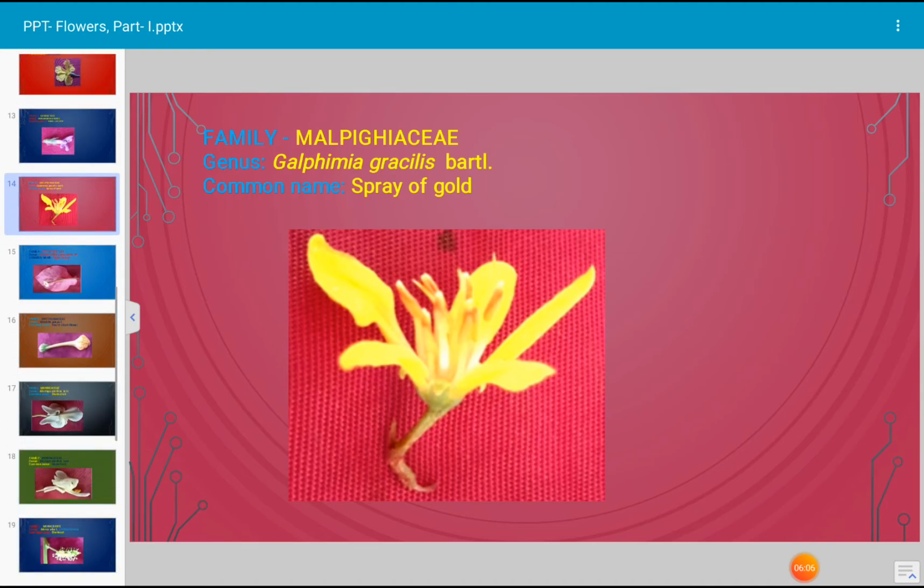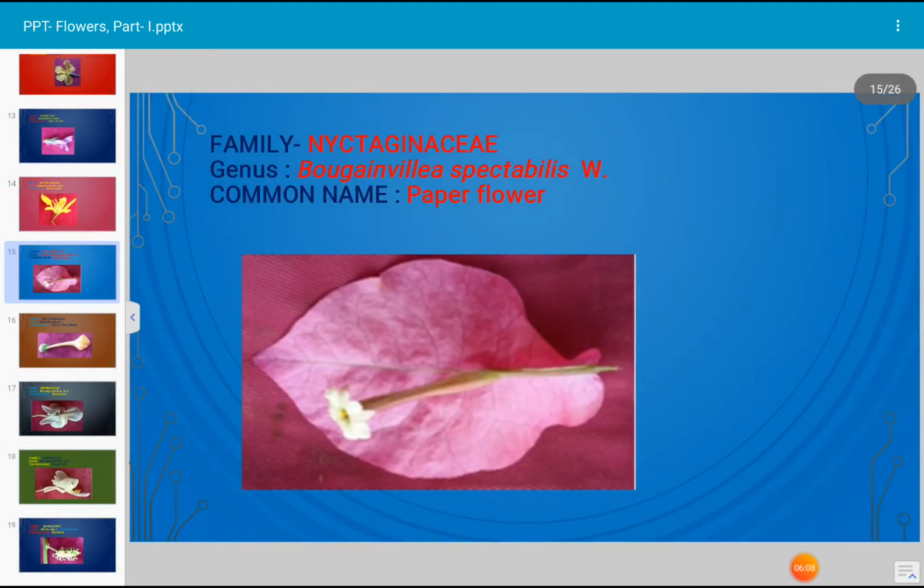Next, this is the flower of Bougainvillea spectabilis. Its common name is paper flower. The flower is very small and pink colored, and a large bract is present. Again, this is the characteristic feature of Bougainvillea. The large petal-like bract is a specific feature, and it is a member of family Nyctaginaceae.